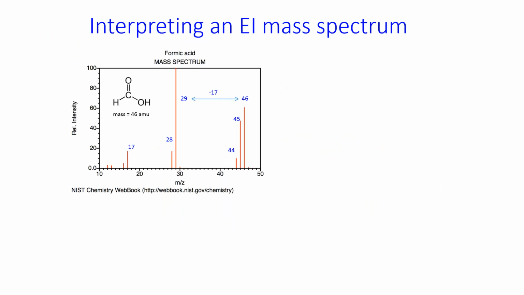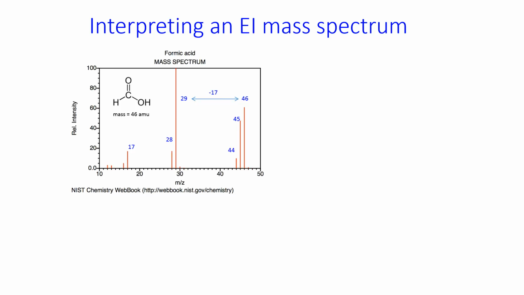The problem with this sort of ionization method is that it causes a lot of fragmentation. These high energetic electrons, in addition to knocking off an electron, can also knock off pieces of your molecule. The mass spectrum you see here is the mass spectrum of formic acid. On the y-axis is relative intensity, a measure of how many ions of a given mass hit the detector, and on the x-axis is the mass to charge ratio.